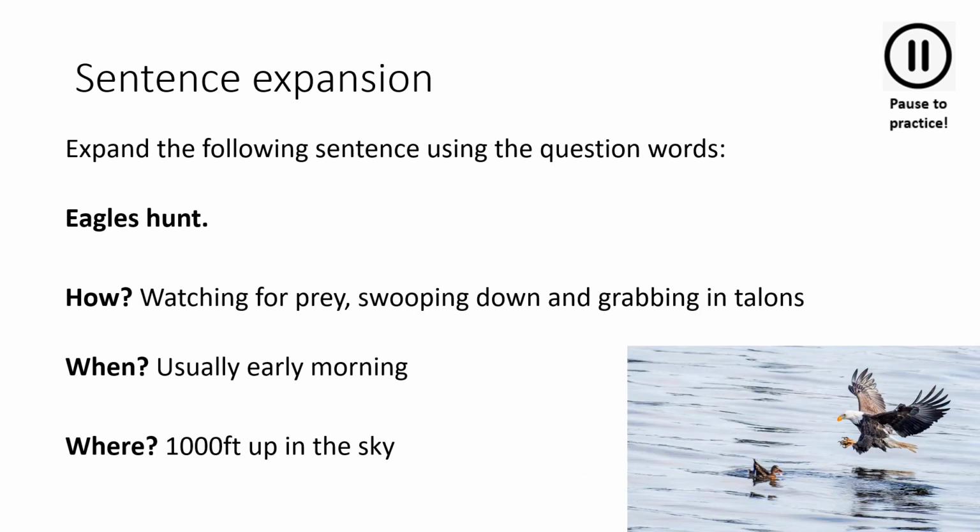And your last practice: expand this sentence using the question words. We've got: eagles hunt. How do they hunt? Eagles hunt by watching for prey, swooping down and grabbing with their talons. When? Usually in the early morning. Where? 1,000 feet up in the sky. Pause here to practice expanding the sentence eagles hunt using the notes next to the questions given.